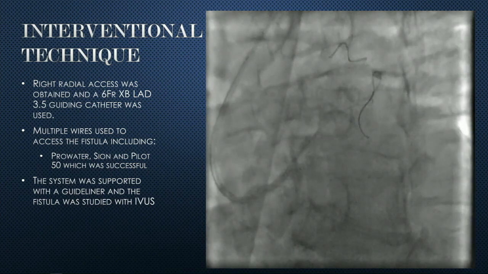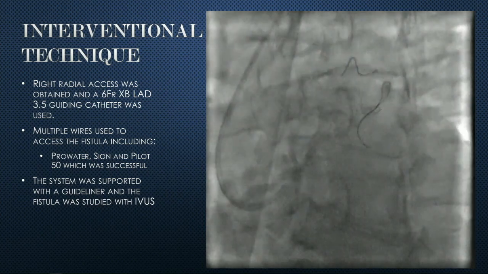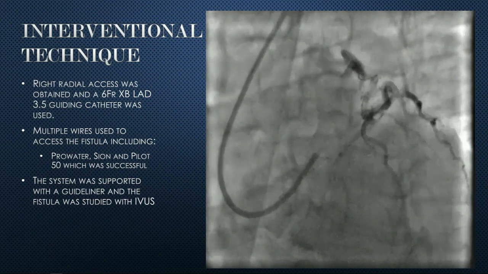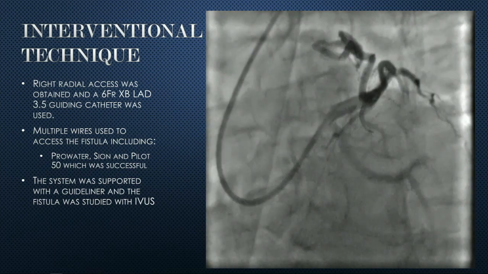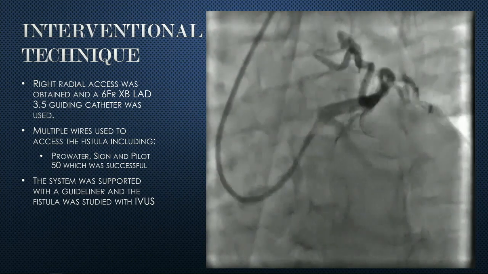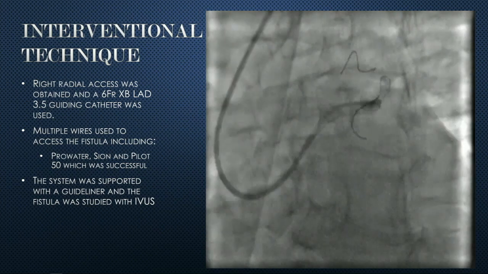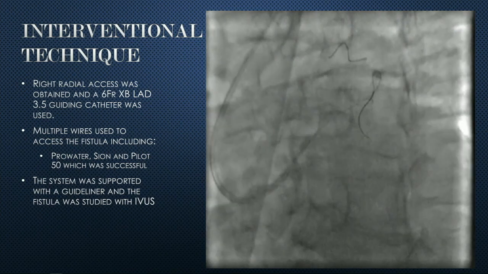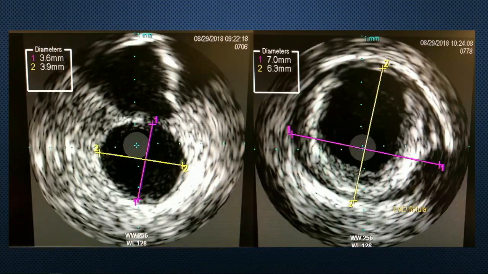We advanced a 6 French XBLAD 3.5 guide, and due to the severe angulation and takeoff of the fistula, we initially wired the LAD, which straightened it enough that we were able to wire the fistula. We then IVISed the fistula to see the size, and mid to distal IVUS images showed a 3.5 to 4.0 vessel going to proximal up to a 7 millimeter vessel.